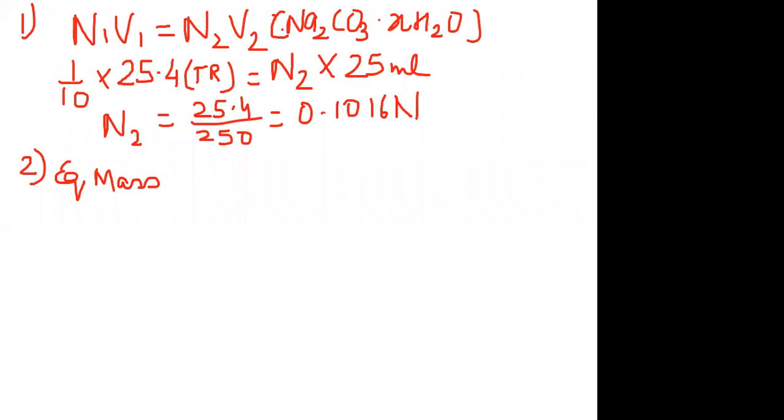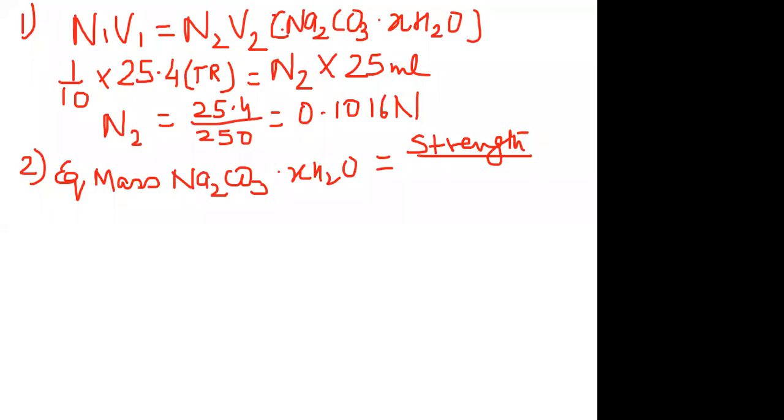Na2CO3·XH2O is equal to strength given divided by the normality. So if I substitute the value, I will get the equivalent mass of sodium carbonate. This is equal to 7.1 divided by 0.1016, which is equal to 69.88.